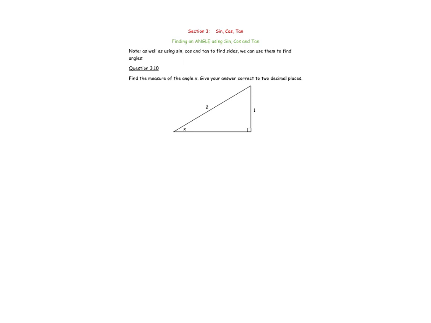So question 3.10 says, find the measure of the angle x, give your answer correct to 2 decimal places. So the first thing we ask ourselves, is it a right angle triangle? And this is a right angle triangle, so we write down SOHCAHTOA.